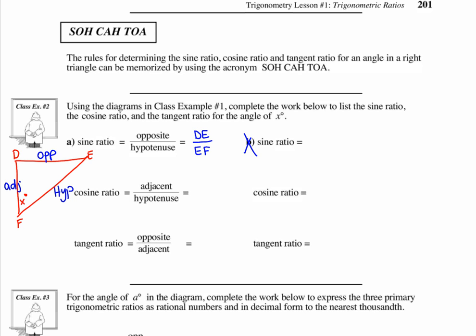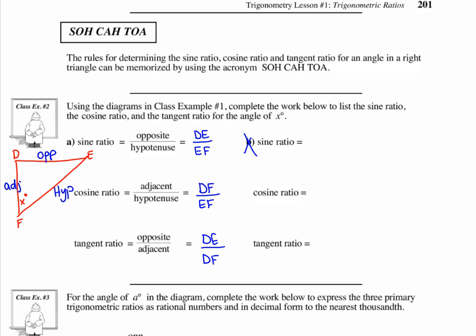Okay, do you want to do the other two? So adjacent over the hypotenuse. So adjacent would be DF divided by hypotenuse, EF. And then opposite, DE over adjacent, DF.